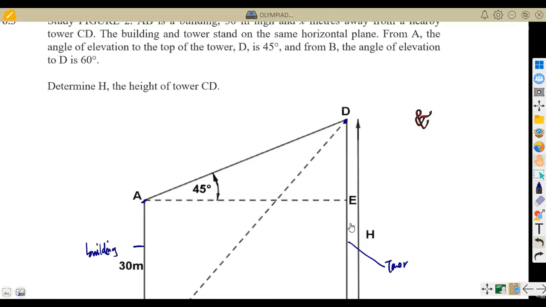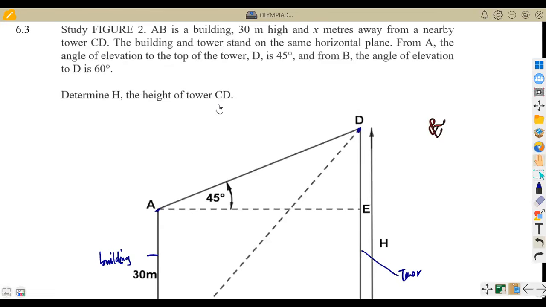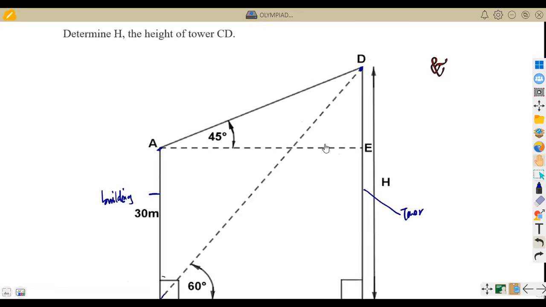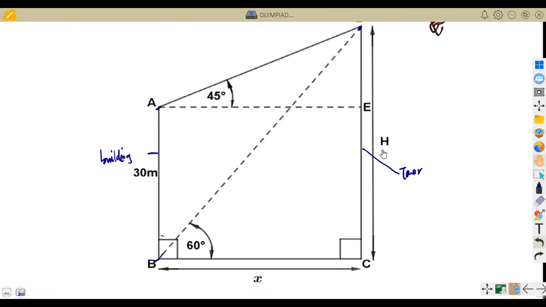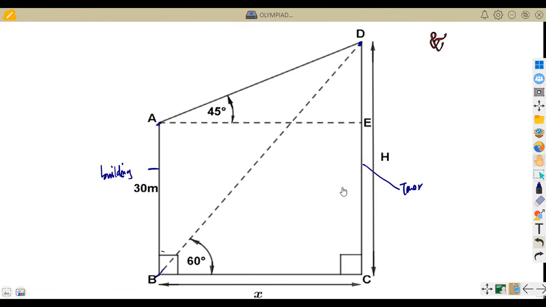So the question is, determine H, that is the height of the tower. Where and how can we get this H, the height of the tower CD? In this case, there can be so many ways that you can use, but I'm just going to explain the one that was easier for me when I was working with these questions.